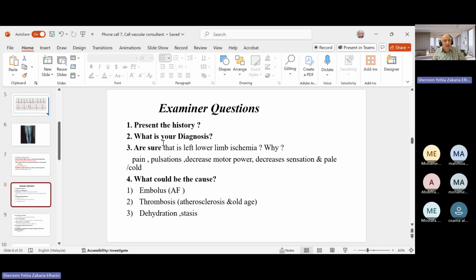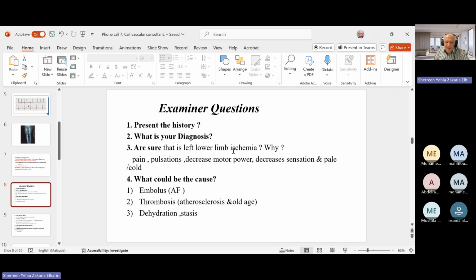Don't be hesitant. Are you sure or not? No, as there is no investigation done to confirm that. No, we have investigation. You have the angio, doctor. Relax. Yes. Okay. Are you sure? Yes. Okay, so why are you sure? Because the CT angio showed that.